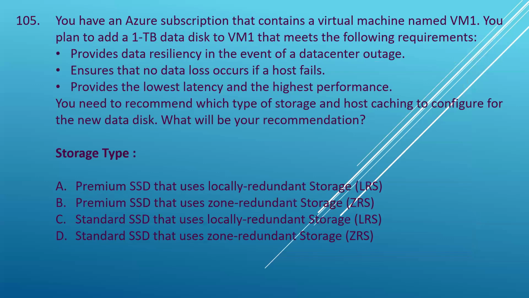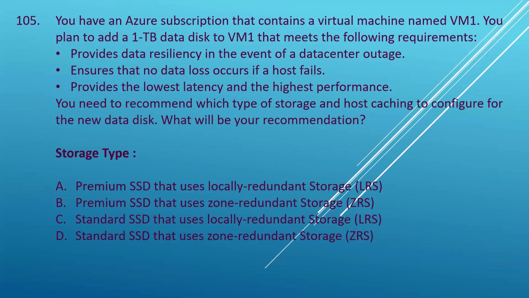Next question. You have an Azure subscription that contains a virtual machine named VM1. You plan to add a 1 TB data disk to the VM that meets the following requirements. Your requirements are: provides data resiliency in the event of a data center outage, ensures that no data loss occurs if a host fails, provides the lowest latency and highest performance. You need to recommend which type of storage and host caching to configure for the new data disk. What will be your recommendation?